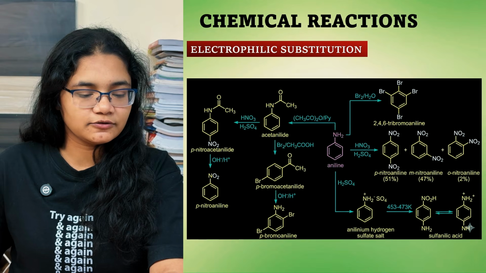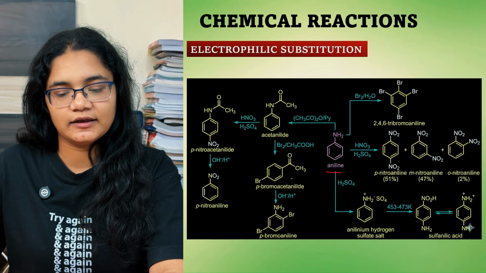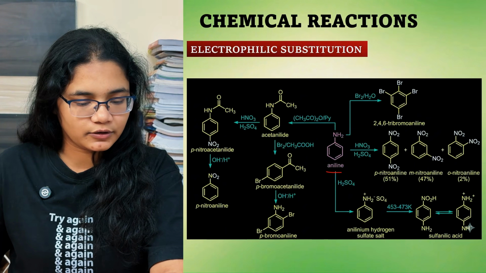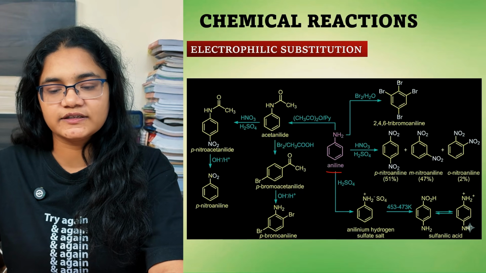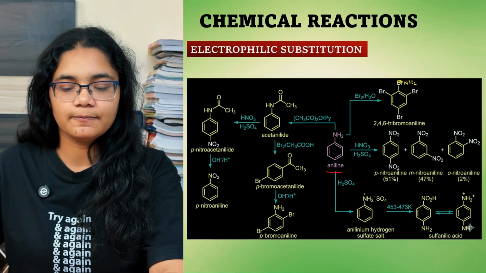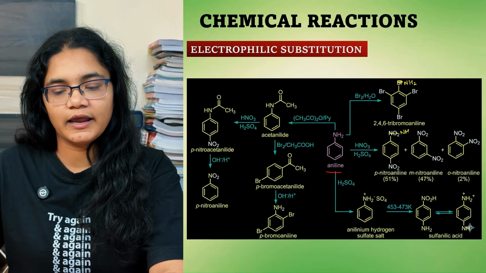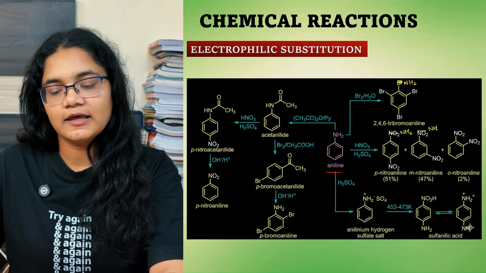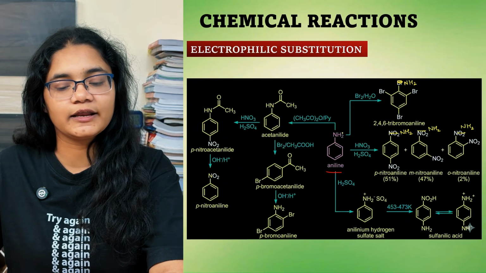And the last reaction for amines is electrophilic substitution. So if you see, we have aniline here, and some important reactions are there. If you treat it with bromine water, you get 2,4,6 tribromoaniline. This is NH2, 2,4,6 tribromoaniline. Now if you treat it with concentrated HNO3 and H2SO4, we get all three products. Aniline is an ortho para directing group, right? It is an electron donating group.